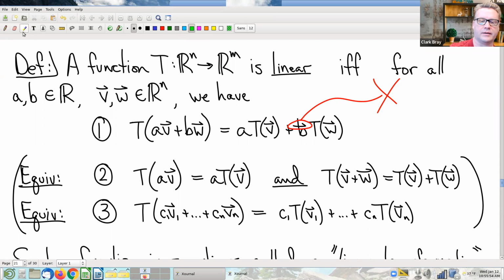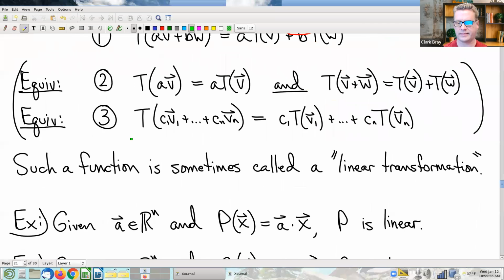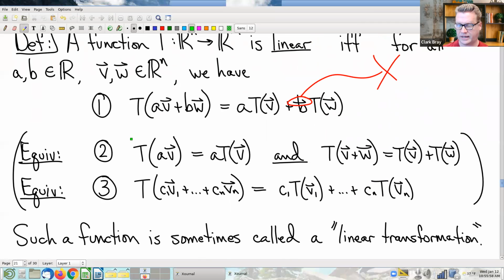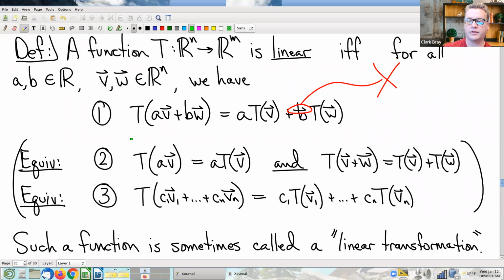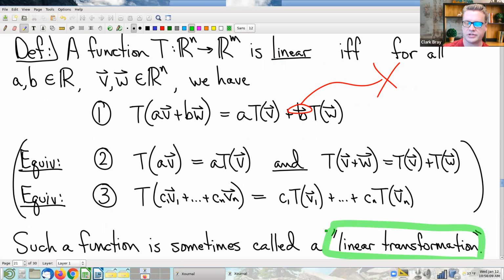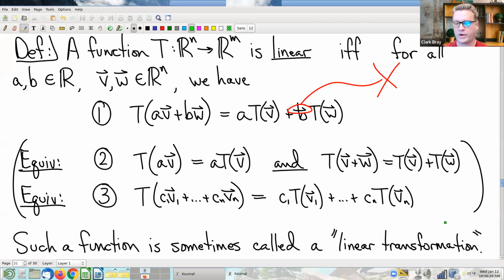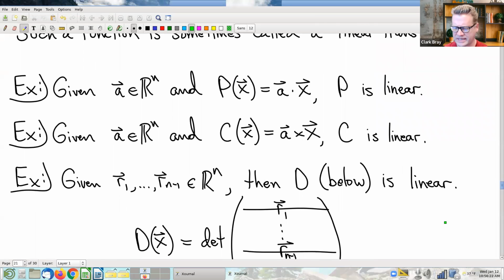All righty. I'm going to show you some examples, and remind you of the terminology. You can call this function linear. You can call it a linear function, but be aware that the term linear transformation is also very popular. You'll hear people say linear transformation. Okay, so some easy examples.